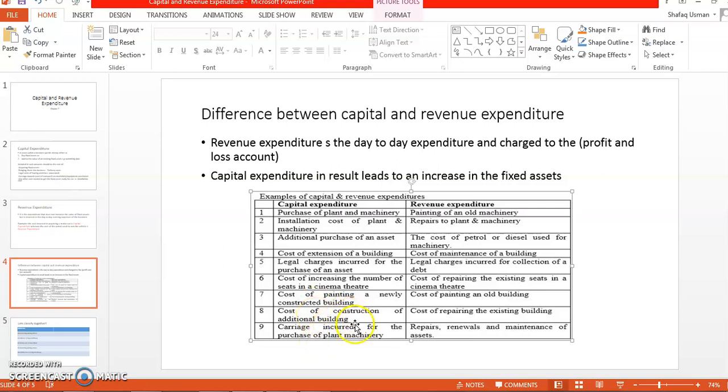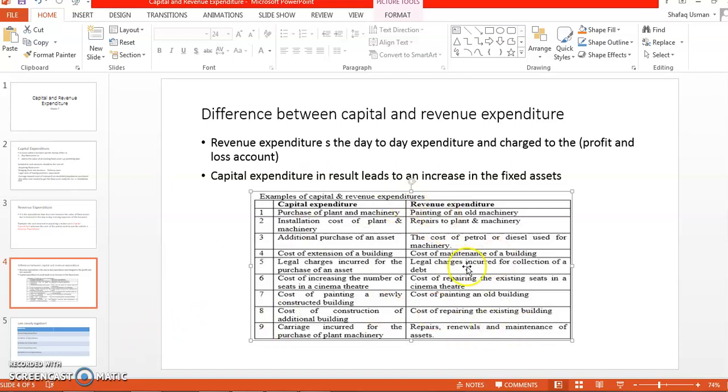Then cost of construction of additional building. Again, you're adding value. Cost of building existing building comes under revenue expenditure. Carriage incurred for the purchase of plant machinery. What, guys, what is carriage? Carriage is basically the cost of delivery, the cost of bringing something into your business. Okay, so those are your expenses, but we deal with them under capital expenditure because you are buying the machinery for the first time. Then comes your revenue expenditure, which is repairs, renewals, and maintenance of assets.